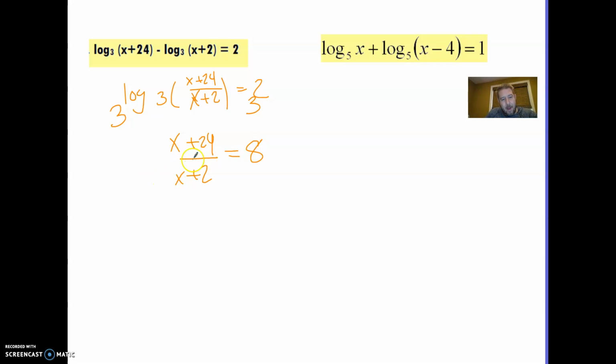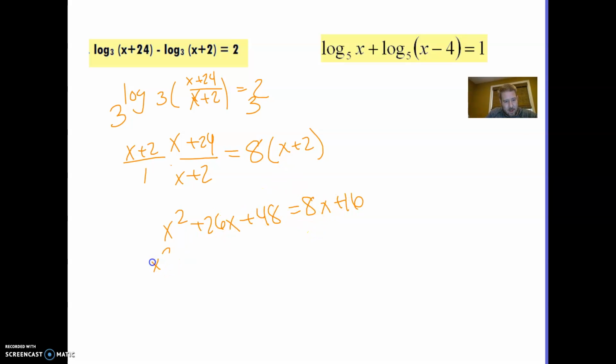So then I want to get this x plus 24 by itself. So I'm going to multiply both sides by x plus 2. And that gives me x squared plus 24x plus 2 more x's makes plus 26x, and then plus 48 equals 8x plus 16. Now I want to set it equal to 0 so I can hopefully use zero product property. So I'm going to subtract 8x from both sides. So I get x squared plus 26 minus 8, which gives us 18x. And then the 48 minus 16 gives us 32.